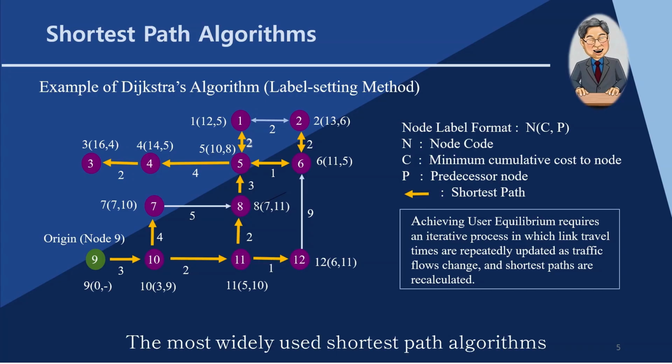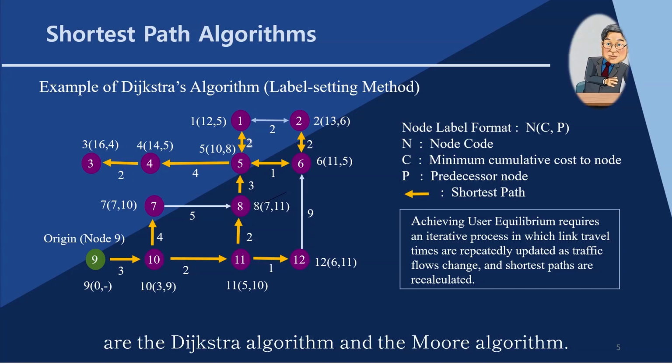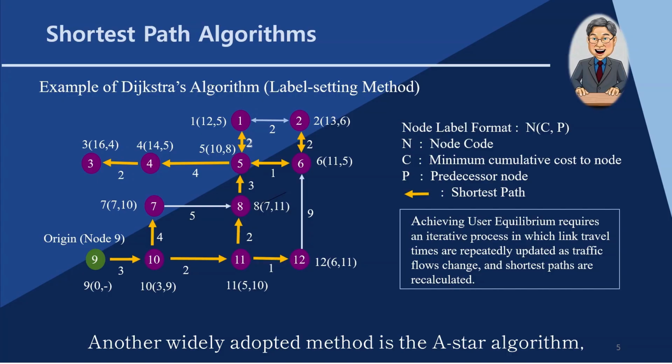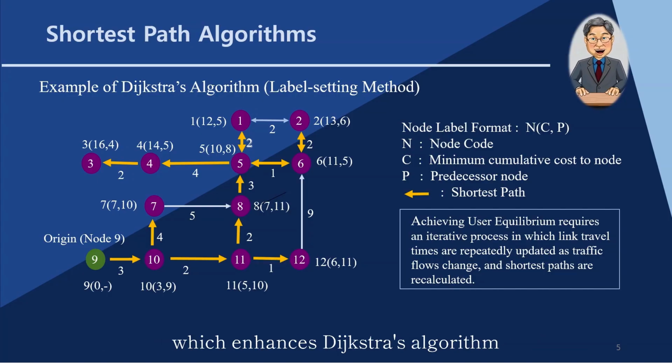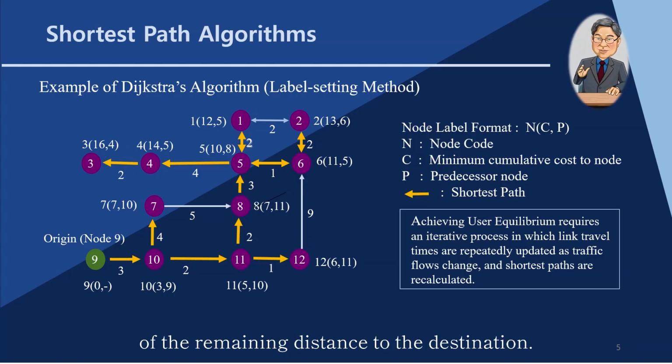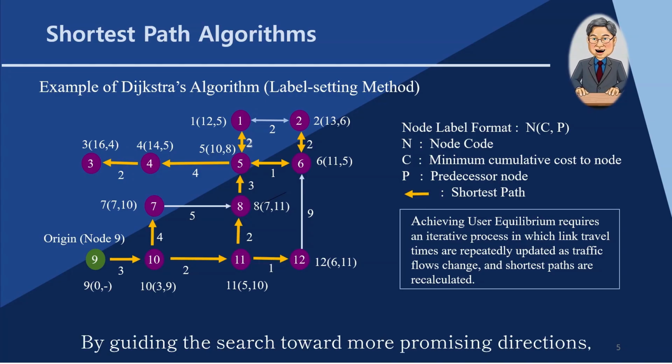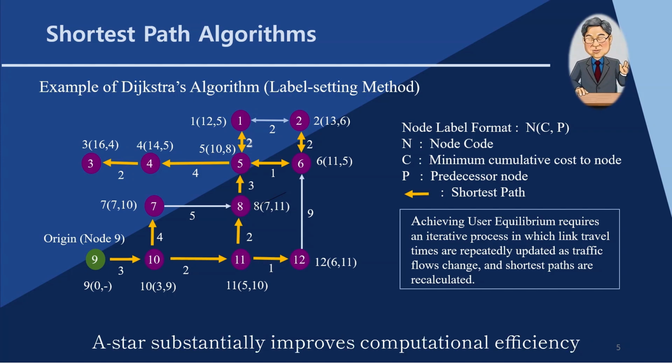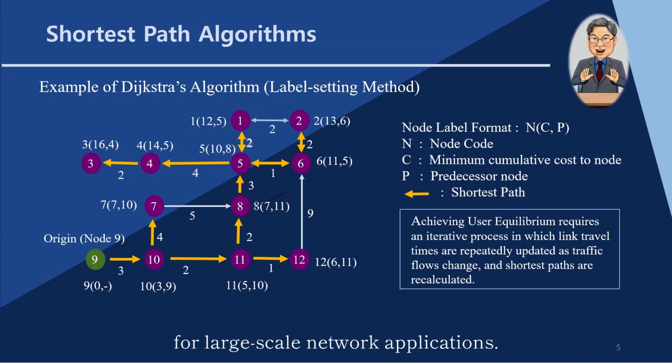The most widely used shortest path algorithms are the Dijkstra algorithm and the Moore algorithm. Another widely adopted method is the A-star algorithm, which enhances Dijkstra's algorithm by incorporating a heuristic estimate of the remaining distance to the destination. By guiding the search toward more promising directions, A-star substantially improves computational efficiency for large-scale network applications.